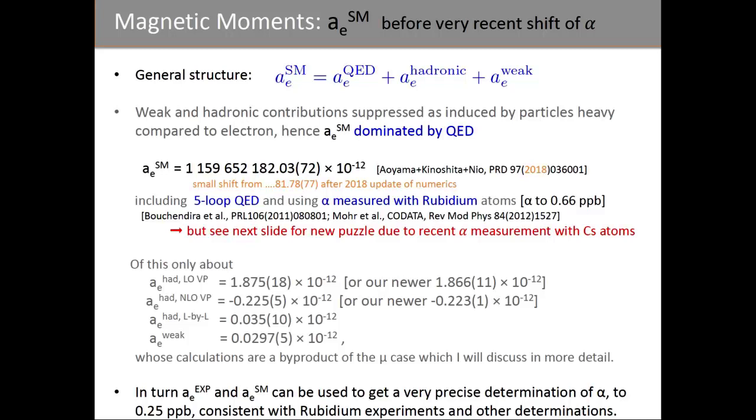And that's one thing. Or you can turn things around and say, well, I believe QED and the very small contributions from QCD and weak, and have a very nice measurement, and therefore derive alpha from it. And for a long time, this was the most precise way to get the fine structure constant. So both ways of thinking are possible. So in the past, it was really that a_e measured and a_e calculated determined alpha.